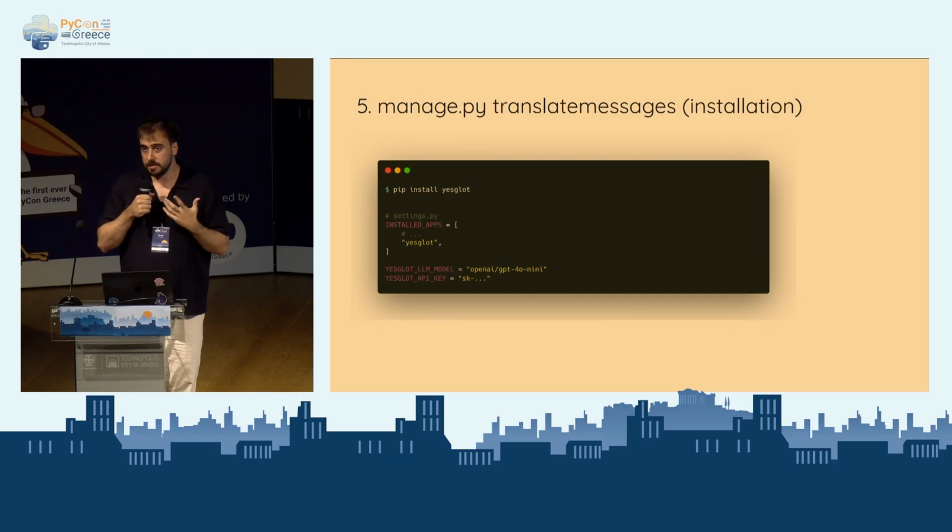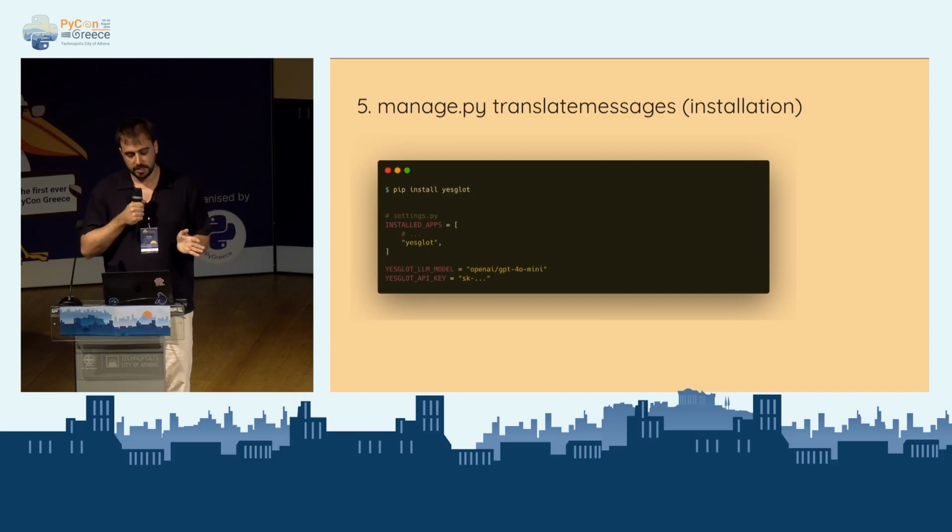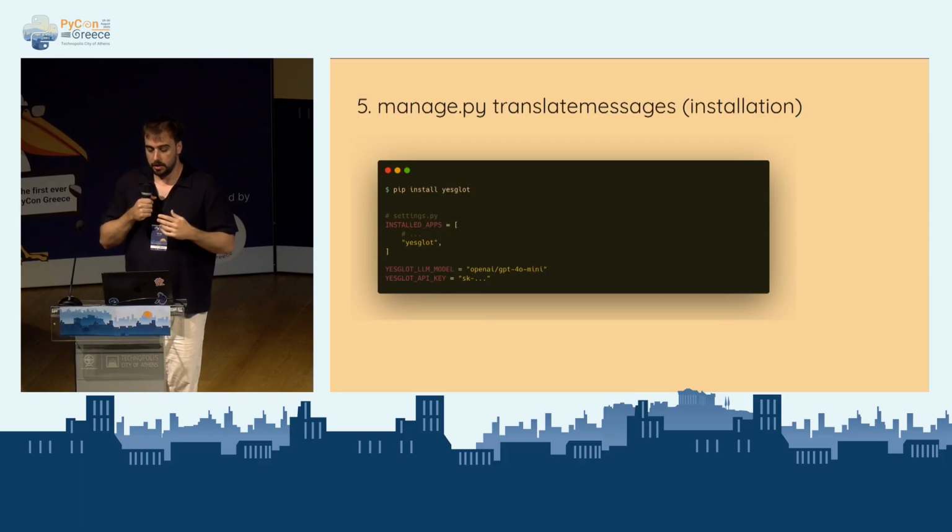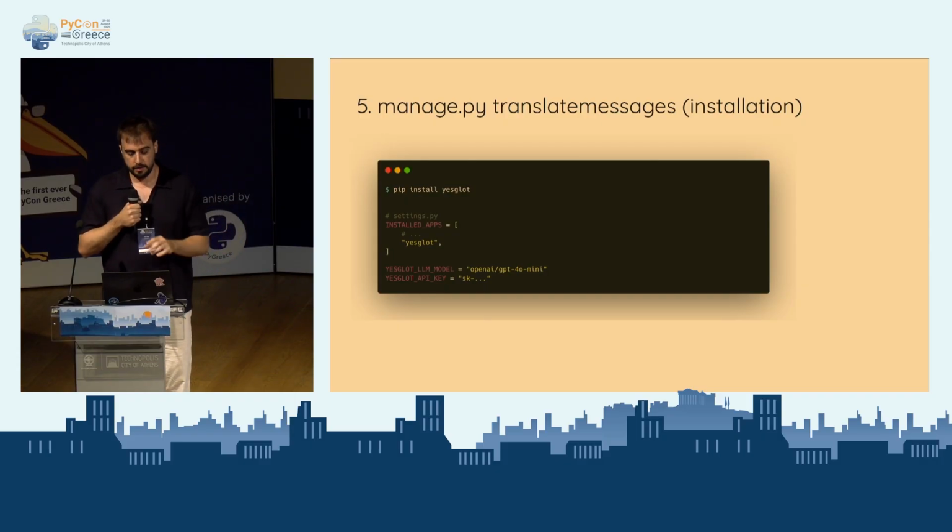But how can we install it in our application? Basically, you can just say pip install YesCloud. Then you just need to add YesCloud to your installed apps. Then it works with LLMs. You can use any LLM. It can be from Claude, from Google, from OpenAI. It uses LiteLLM under the hood, and it supports more than 100 LLMs.